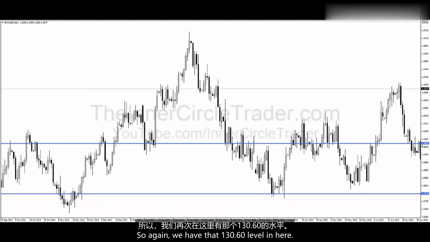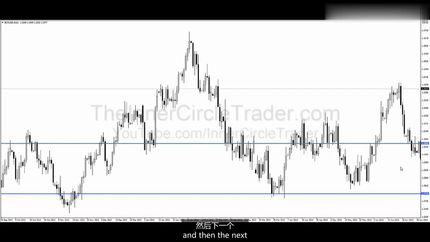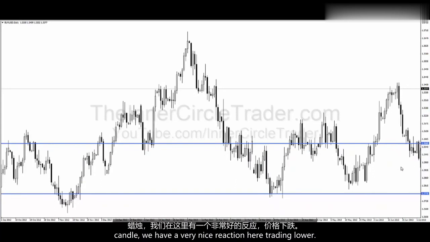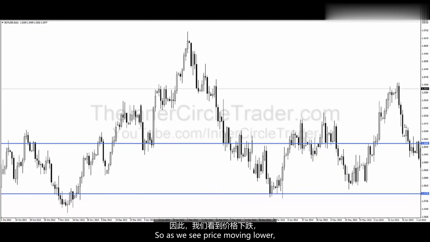So again, we have that 130.60 level in here. Okay, this daily candle trades up into it, just squeezes through about 13 pips, and then the next candle, we have a very nice reaction here, trading lower. Now again, all we're looking at is how price is moving on the daily chart. So as we see price moving lower, we just keyed off of a nice price level here.